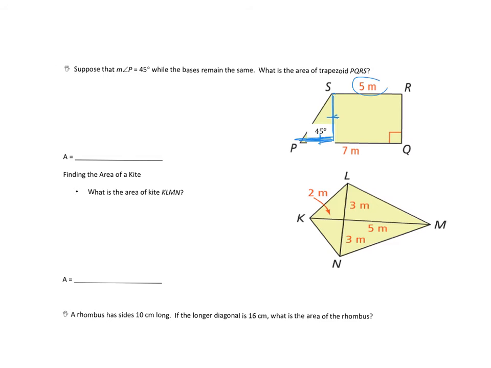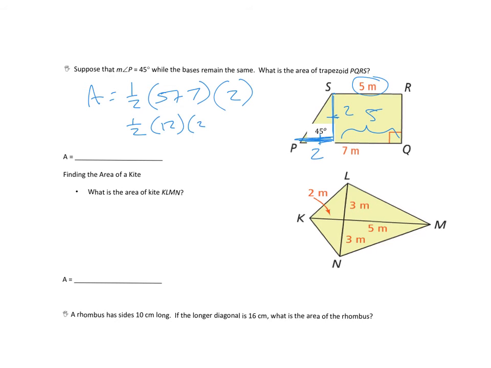So again, if this is 5, this part would be 5, leaving this part to be 2. If those are congruent, then we would have a height of 2. So the area equals 1/2 of the first base, 5, plus the second base, 7, times the height, which is 2. So it's going to be 1/2 times 12 times 2, and this would be a total area of 12 square meters.